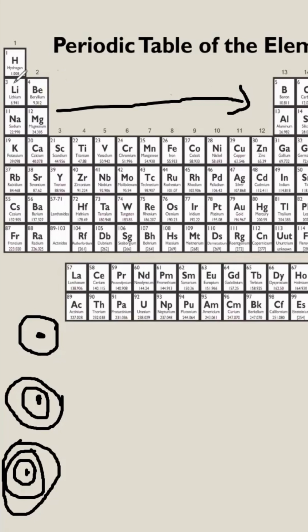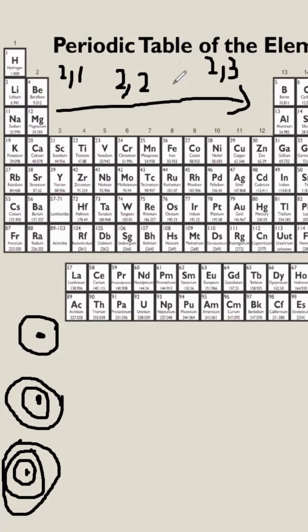For example, lithium has 3 electrons. The distribution is 2 and 1. So the second shell has only 1 electron. Beryllium has 4 electrons. Its distribution is 2 and 2. They are the same 2 electron shells, but we have an extra electron at the outer shell. Boron has 2, 3.